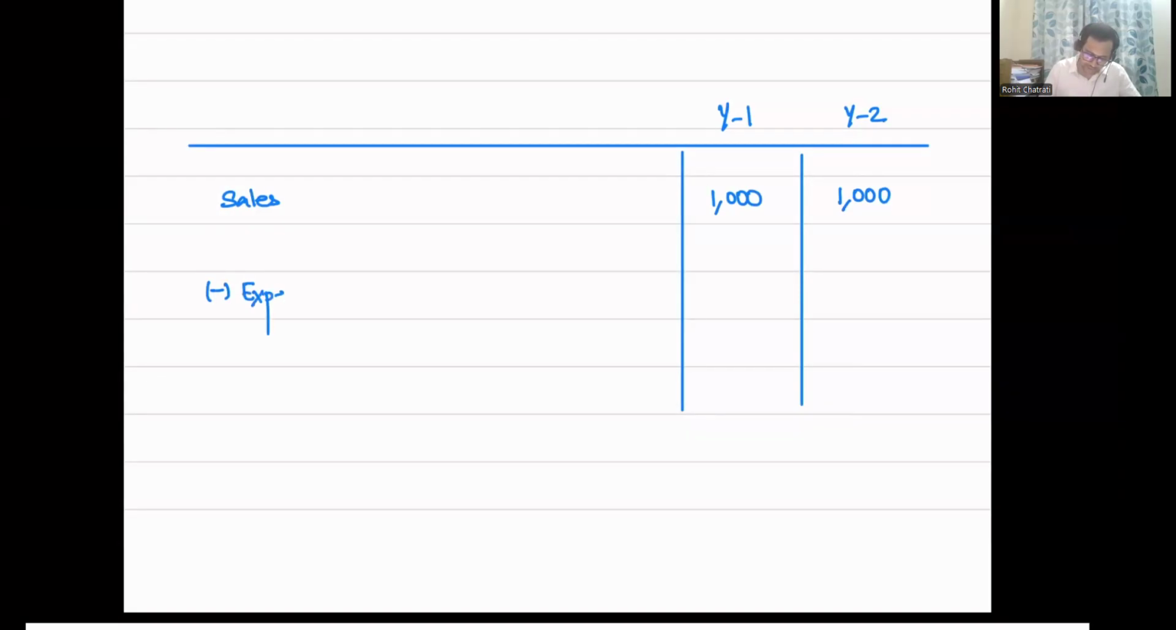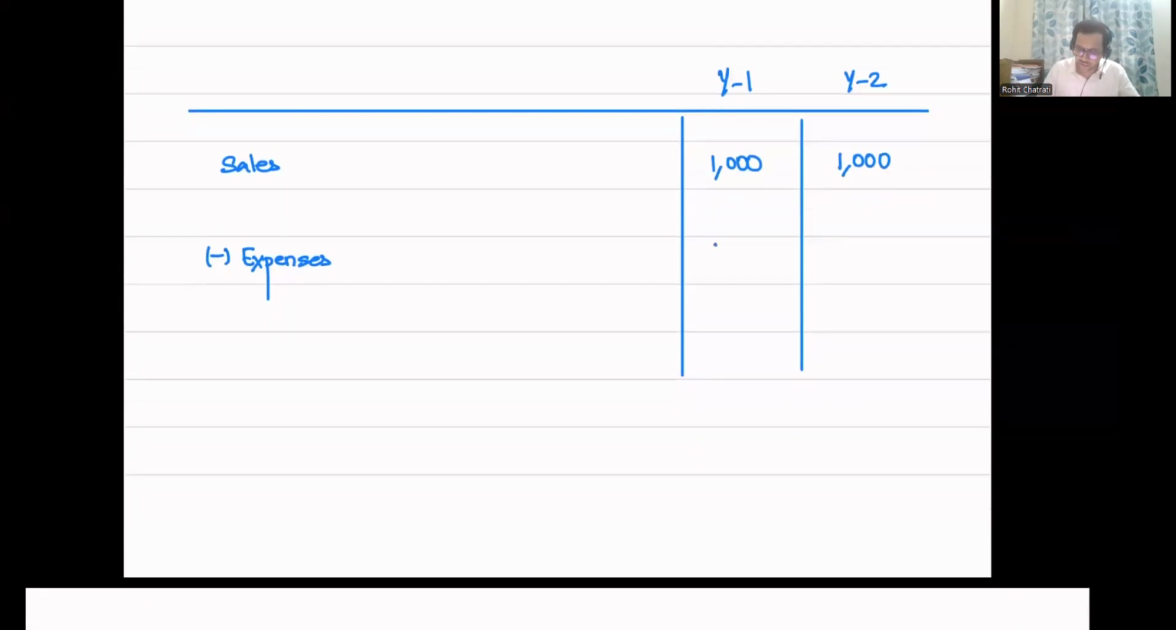The question mentioned that I have accrued for the expenses of 100 in year one itself. So I am reducing expenses. I'm denoting expenses as a negative number. All right. Revenue is being denoted as a positive number and expenses are being denoted as a negative number. Let us say in year two, I do not have any further expenses. In year two, I'm not incurring any expenditure.